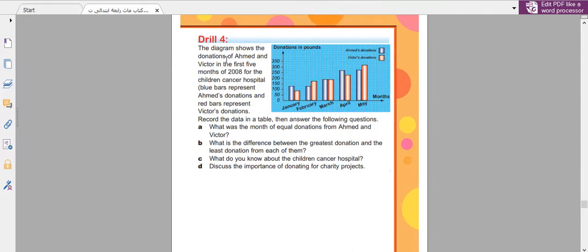Let's read it. This diagram shows the donation of Ahmed and Victor in the first 5 months of 2008 for the Children Cancer Hospital. Blue bars represent Ahmed's donation and red bars represent Victor's donation. Record the data in a table, then answer the following questions. In this space, we will draw our table to record the data to make it easy for us to answer the questions. Get your pencil and your ruler, try to draw a table and fill it with this information.